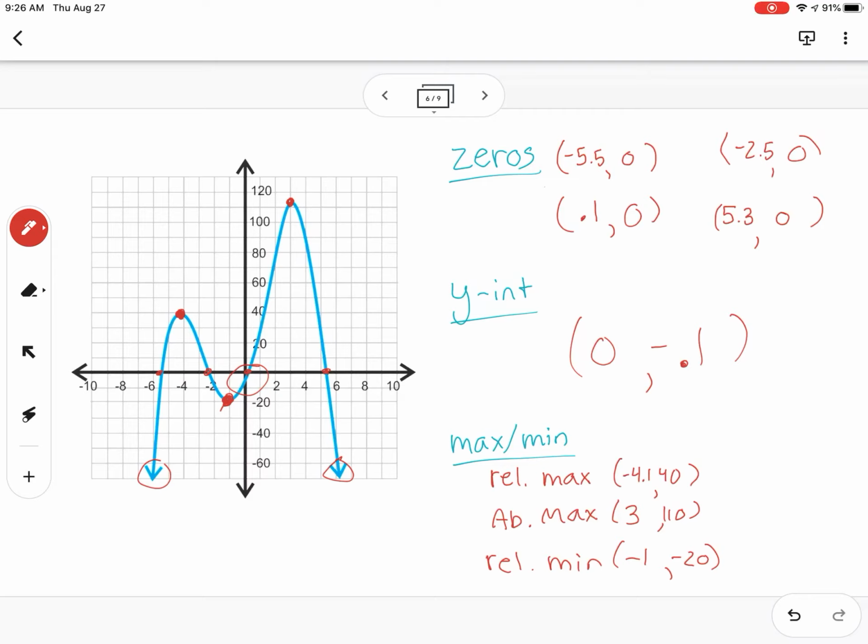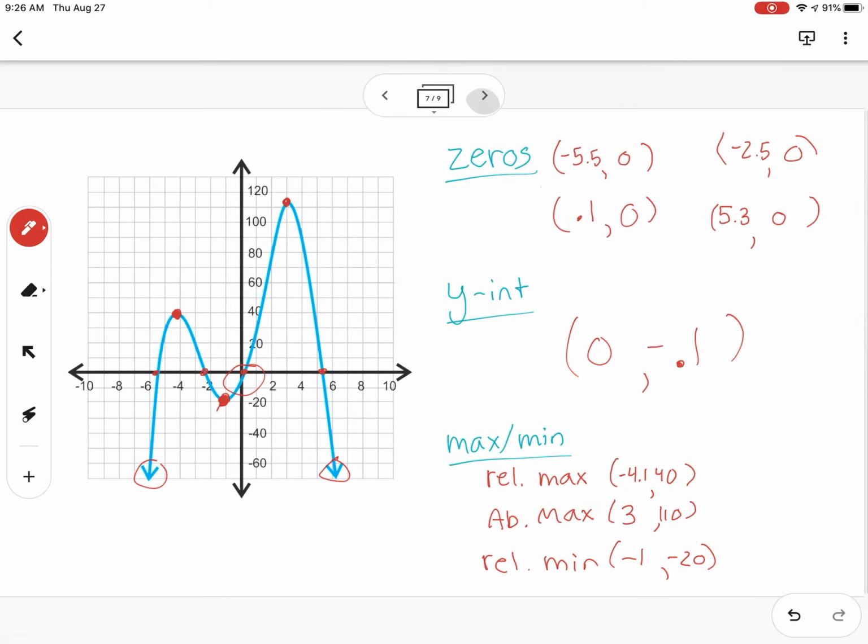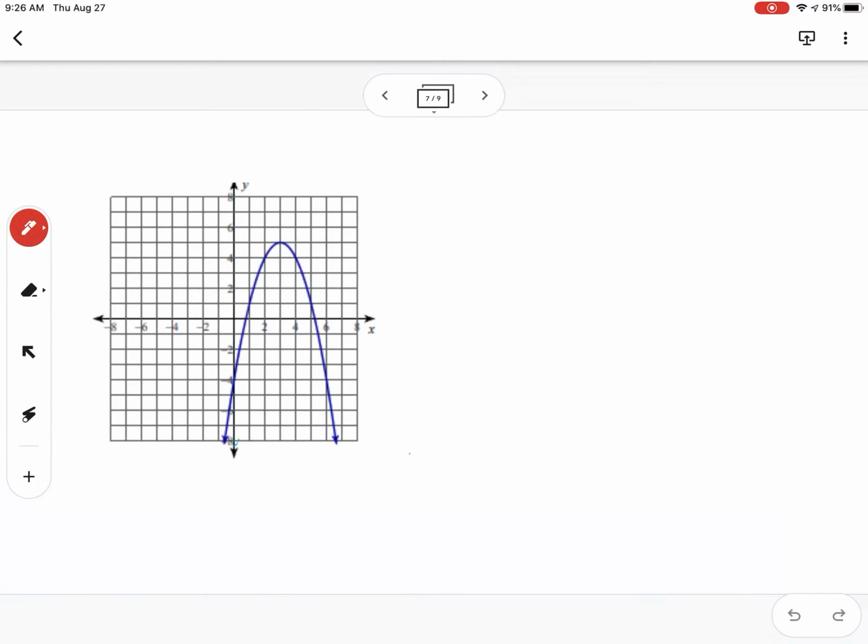Right, so we did all 3 for this graph. All right, we had some of everything. So we're going to look at another one. What I want you to do this time is pause the video, write down the 3 things, and then unpause and see how you did.